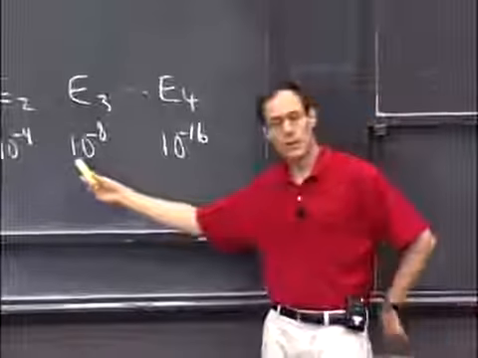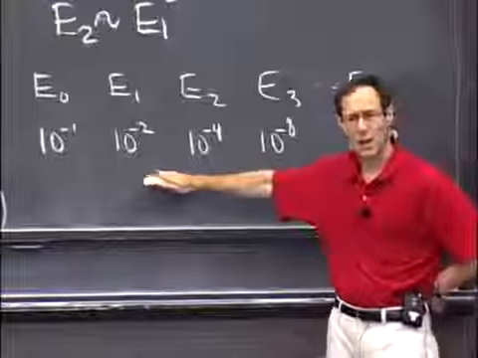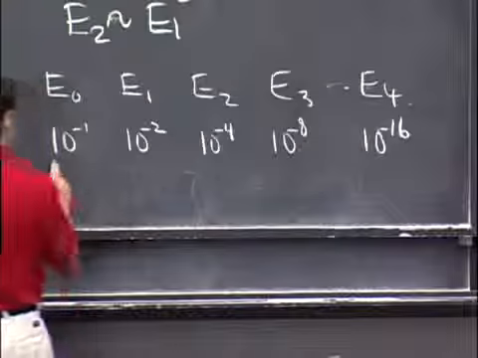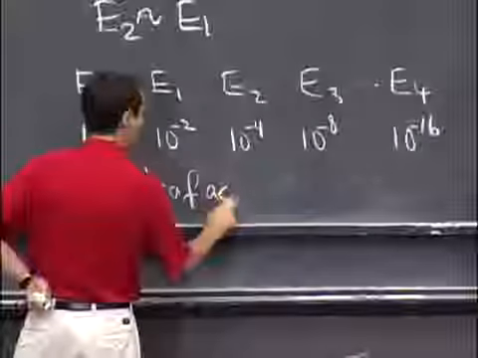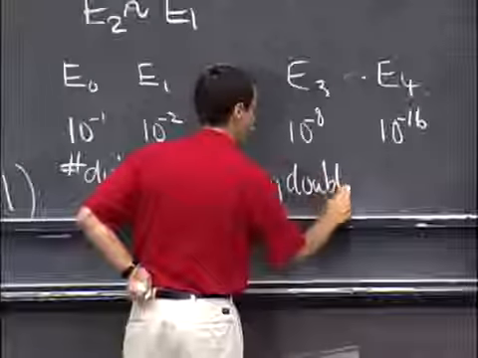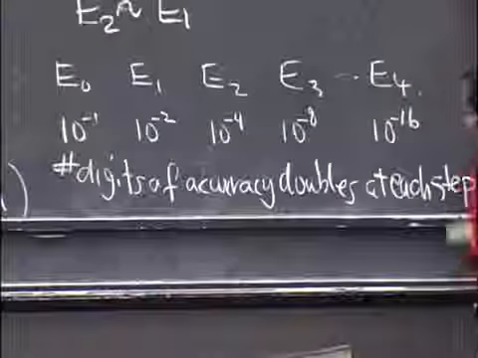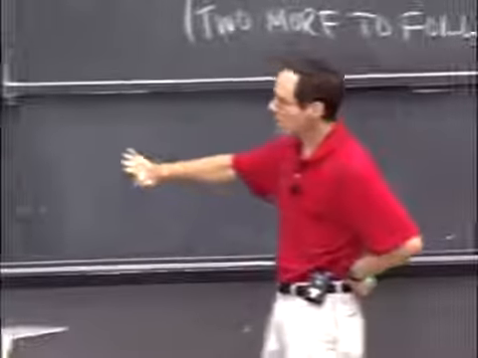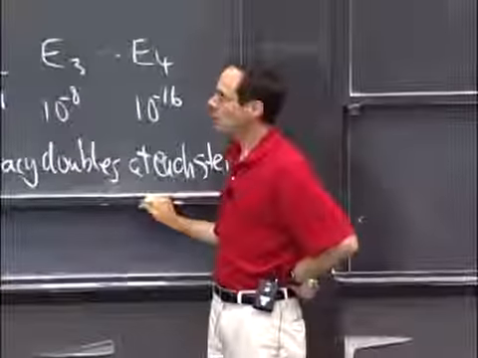Okay? So the thing that's impressive about this list of numbers is you can see that the number of digits of accuracy doubles at each step. The number of digits of accuracy doubles at each step. So very, very quickly you get past the accuracy of your calculator, as you saw on your problem set. And this thing works beautifully.